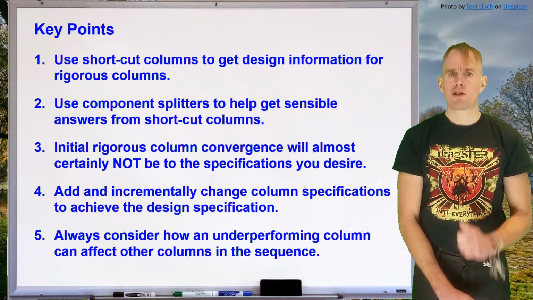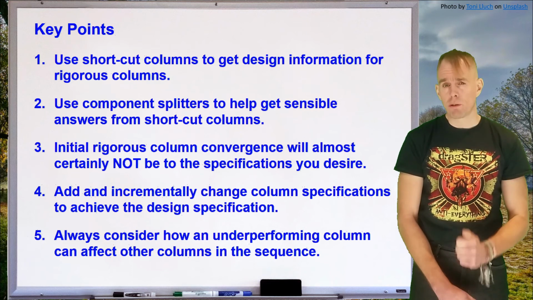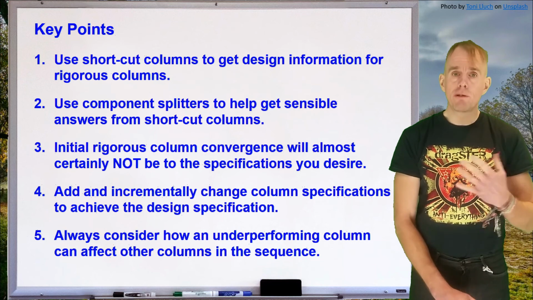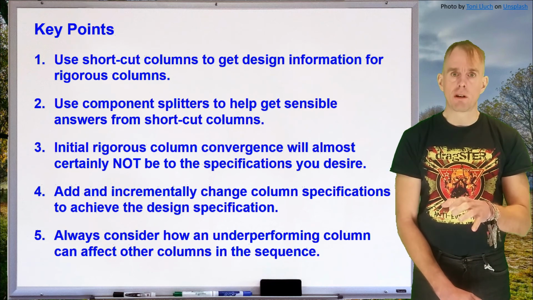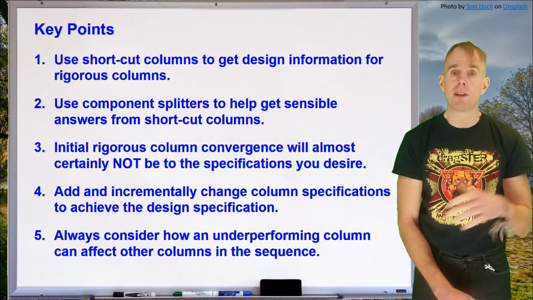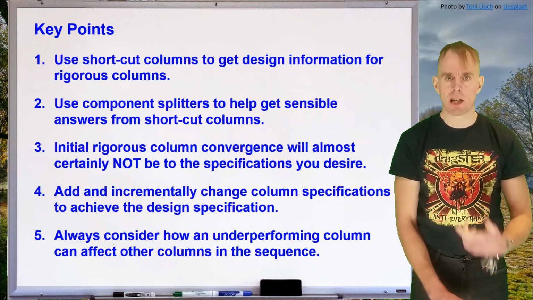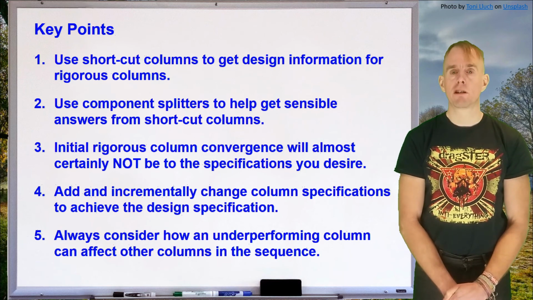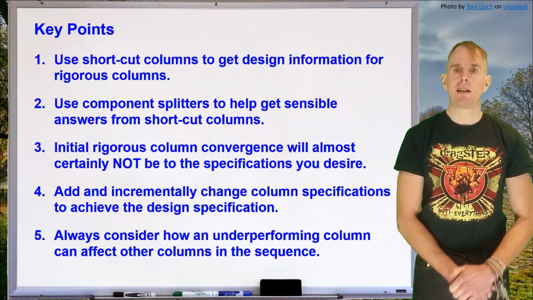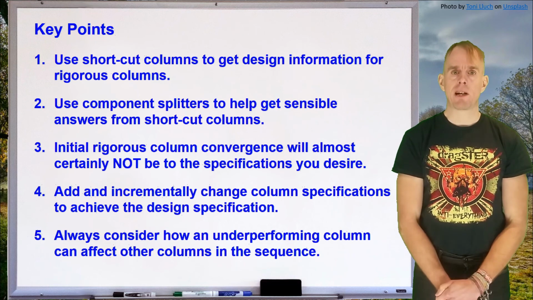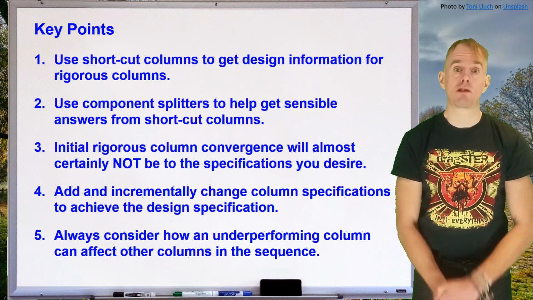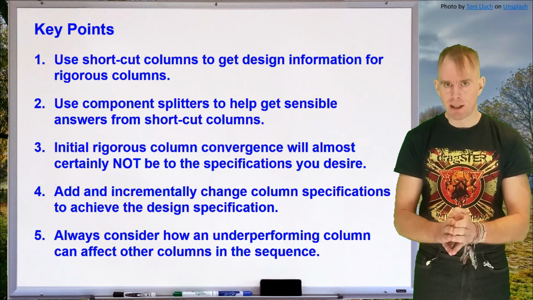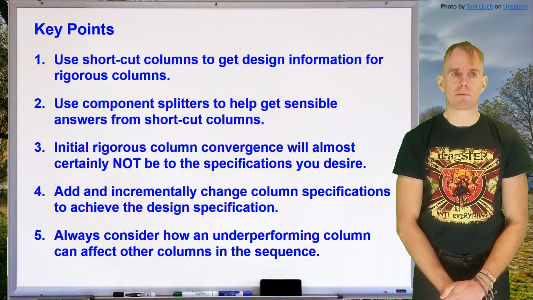The initial convergence of a rigorous column is almost certainly not going to give you the design specifications that you need. And so what we did was to reconverge the distillation columns to our design specification. Now, when we did that, if you recall, we incrementally changed the column specifications and made it an easy job for the numerical solvers to perform that reconvergence. We didn't give the final design specification as the next thing that the simulator sought in terms of a numerical solution. So work with the simulator, not against the simulator, when it comes to gaining convergence.